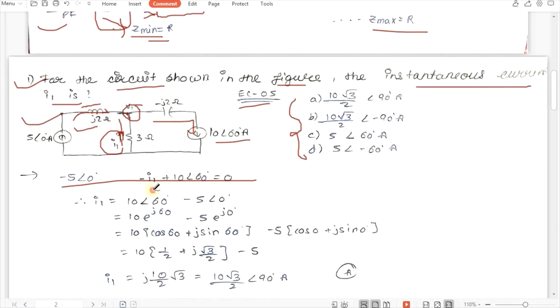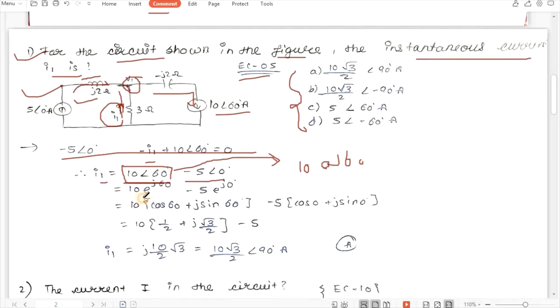Now if we take I1 on one side and the rest on the other side, we get I1 equals 10 angle 60 degree minus 5 angle 0 degree. Now this is in polar form. If we convert this into exponential form, it will be 10 e raised to j60, so basically magnitude into e raised to j angle. So this will be 10 e raised to j60 minus 5 e raised to j0 degree.